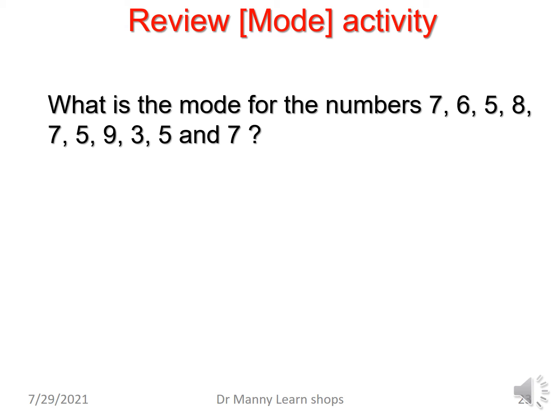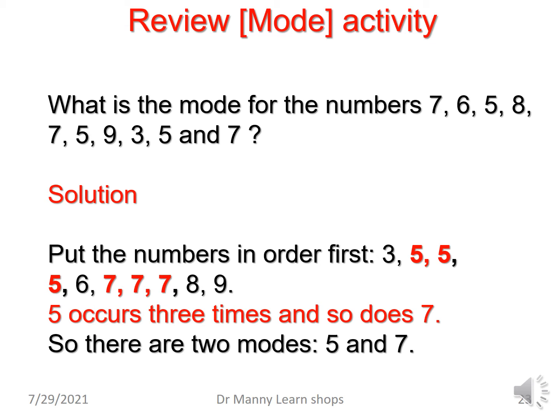Another review activity. What's the mode for the numbers 7, 6, 5, 8, 7, 5, 9, 3, 5, 7? The solution is to put the numbers in order first. So 5 occurs 3 times, and so does 7. So there are 2 modes, 5 and 7. Bimodal.